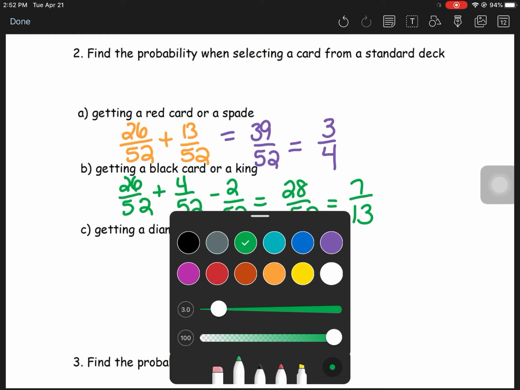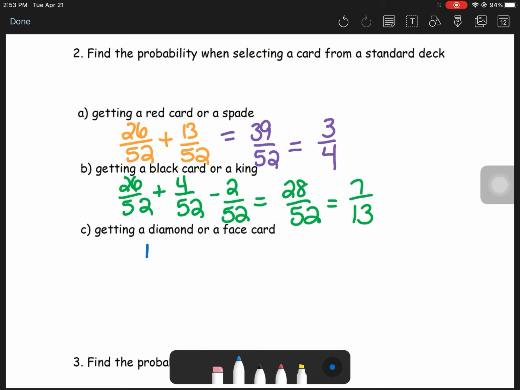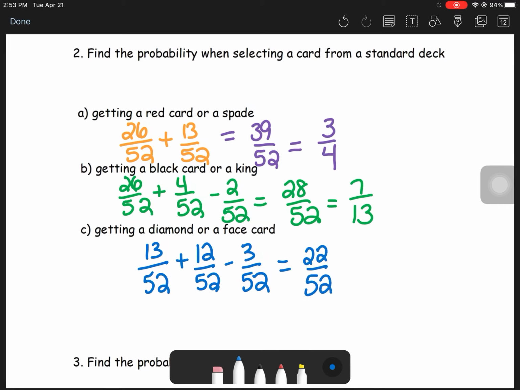Next question we have is diamonds. We know that in a deck of cards there are 13 diamonds, and there are 12 face cards in a deck of cards. We do know, however, that 3 of those face cards are diamonds. So we would add the 2 together, 25, and subtract 3. We'd have 22 out of 52. And when we divide those both by 2, our final probability would be 11 out of 26.